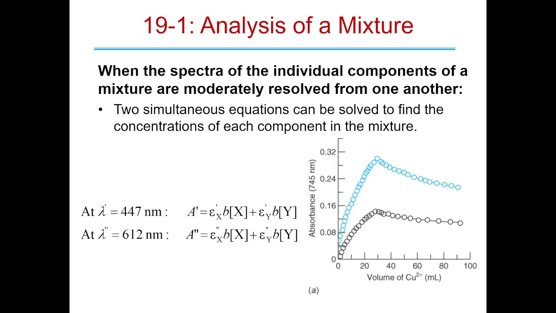All right, so when the spectra of the individual components of a mixture are moderately resolved from one another, 2 simultaneous equations can be solved to find the concentrations of each component in the mixture. So we get the lambda prime, 447. This would give us this absorbance. These primes are literally like a numbering system, okay? So we get our first lambda here, our second lambda here. All right? Typically named prime and double prime, in case you're ever curious.